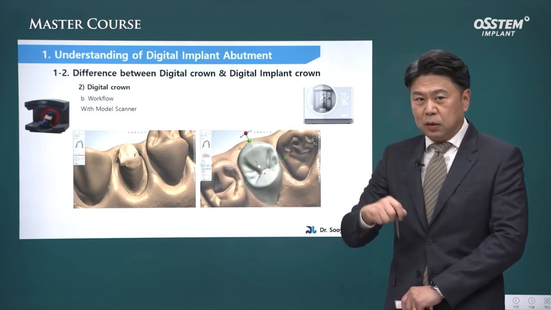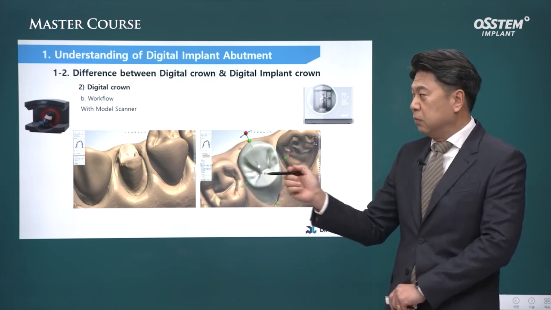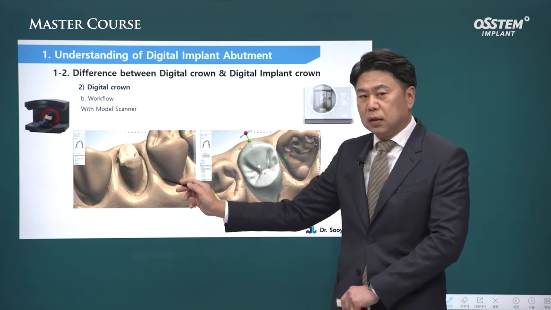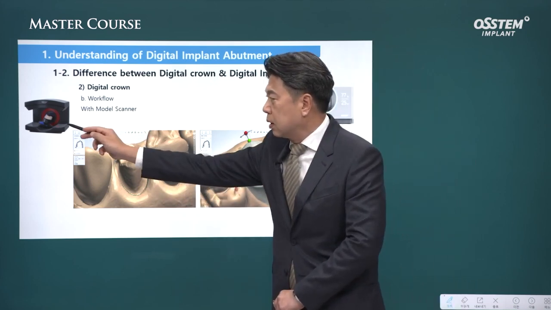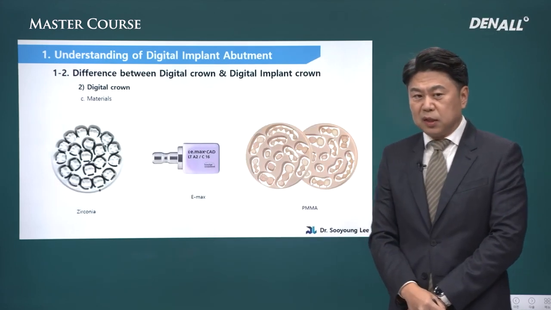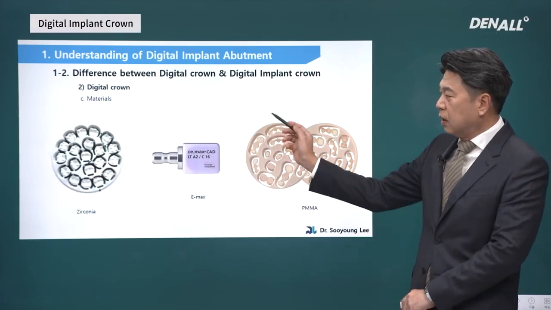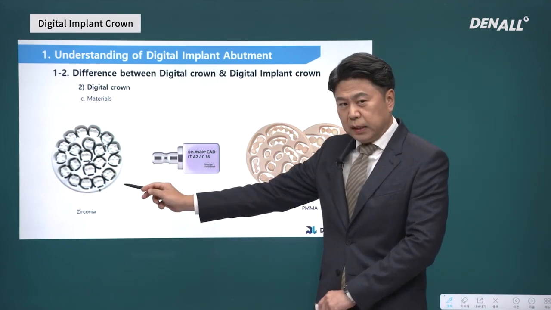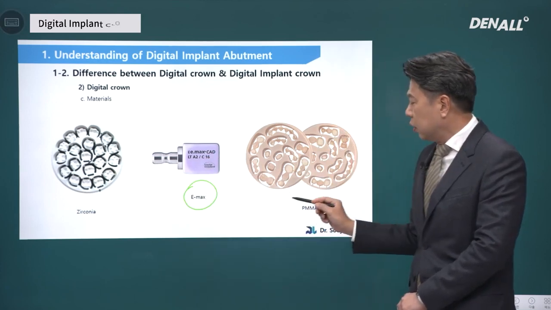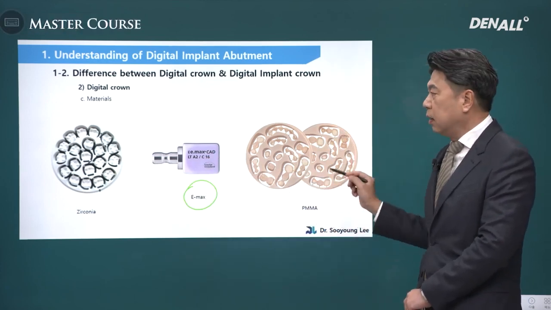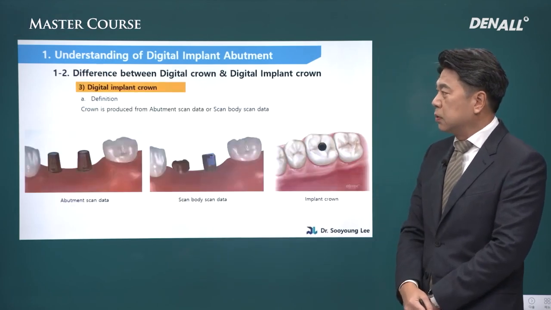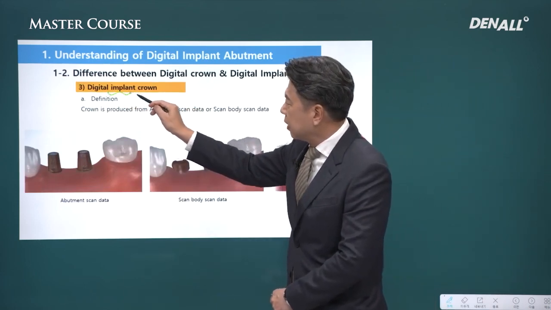Some prefer to use a model scanner. A model scanner scans the model after taking an analog impression. There is no saliva or shiny surface. It's much easier to do the scanning, and so it is much easier to do the design after scanning using a model scanner. Digital crowns can be made of zirconia or Emax ceramic materials. And for temporaries, PMMA is widely used, so you can use one of these three materials.